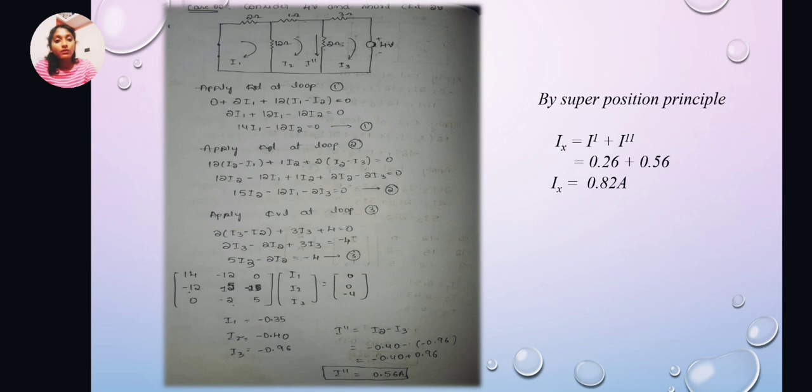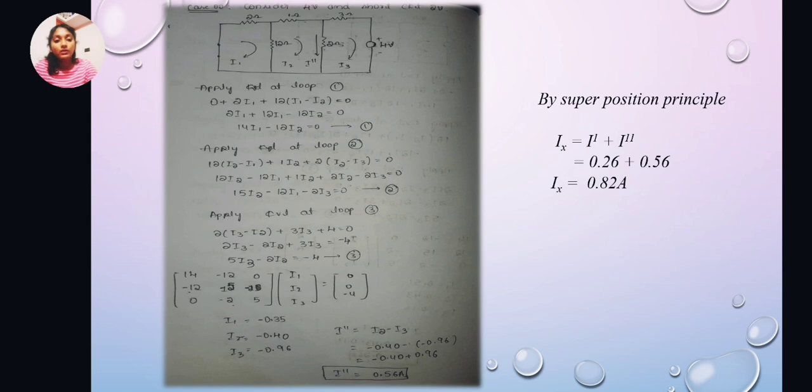And apply KVL to loop 2. So 12 into I2 minus I1 plus 1 into I2 plus 2 into I2 minus I3 equals 0. So 15 I2 minus 12 I1 minus 2 I3 equals 0, that is equation 2. The next is to apply KVL at loop 3. So 2 into I3 minus I2 plus 3 I3 plus 4 equals 0. So 2 I3 minus 2 I2 plus 3 I3 equals minus 4. So 5 I3 minus 2 I2 equals minus 4, and this will be considered as equation 3.